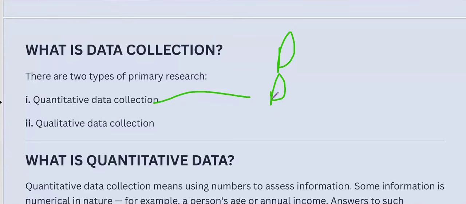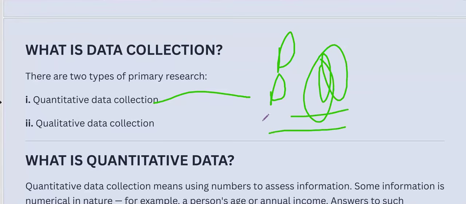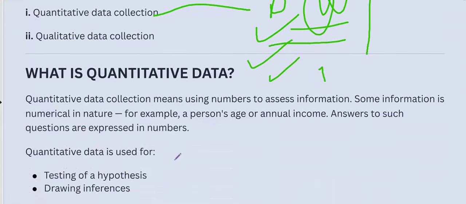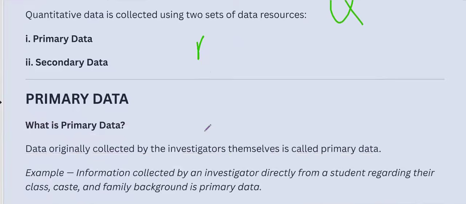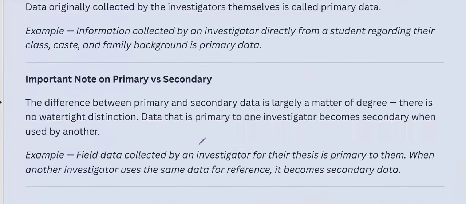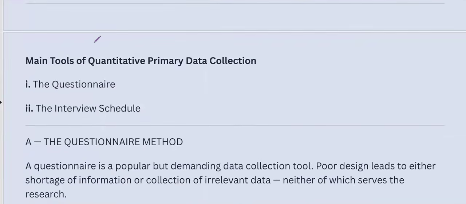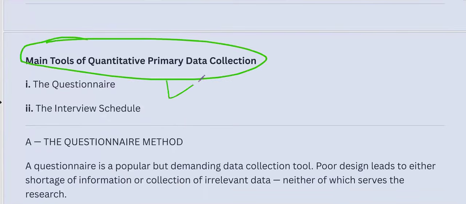Okay, so this we had touched upon. Quantitative means which I can quantify, something which I can observe, like weight, height, literacy, total fertility rate. Quantitative, hidden things. Okay, now types of quantitative data. So again, here also you can have primary data or secondary data, which we had studied before. Now let's see what are the tools of quantitative primary data collection that is important for our examination.